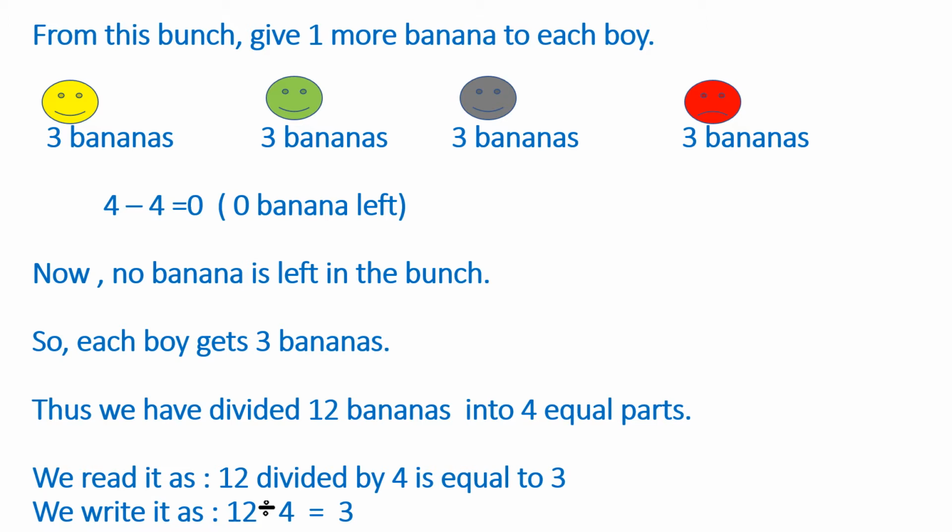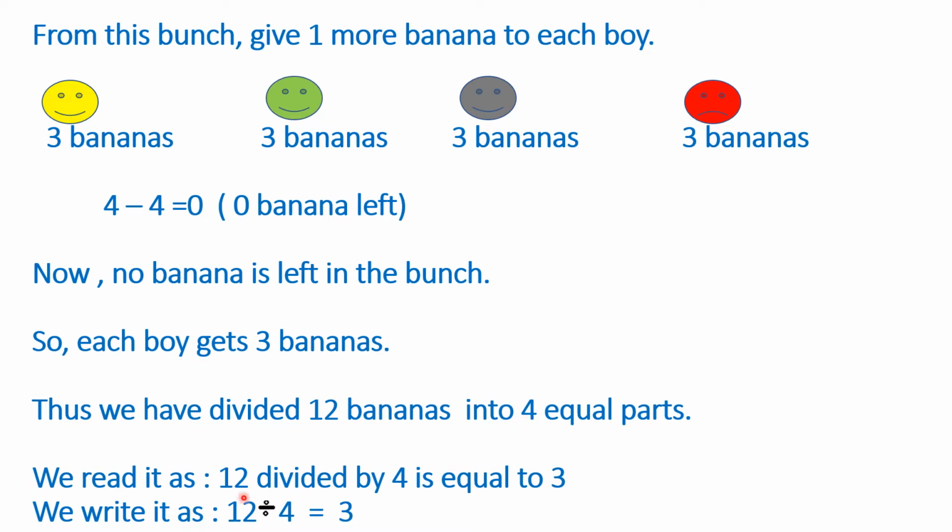So all those 4 we have distributed. Now no banana is left with us. So each boy is getting 3 bananas. So you can see here, we had 12 bananas and we have distributed those 12 bananas among 4 children. So what are we doing here? Yes, division. Those 12 we are distributing among 4 children. So we are using division here.